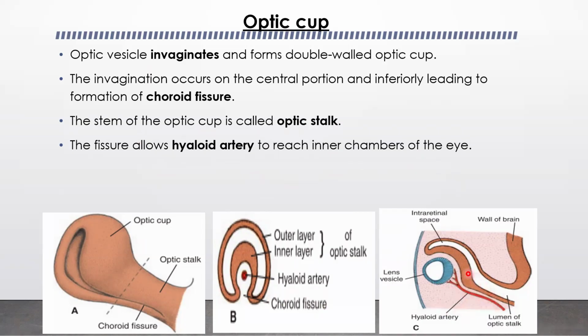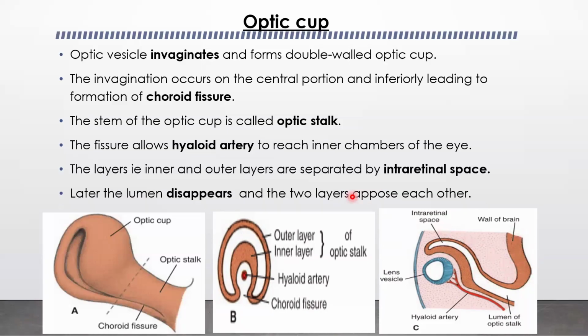So this is the fissure, this is the optic stalk, this is the optic cup with the invagination, and you can see it has an outer layer and an inner layer. This outer and inner layer have an intraretinal space, of course, which is supposed to disappear. You can appreciate this is the whole of the brain, the prosencephalon at this point.